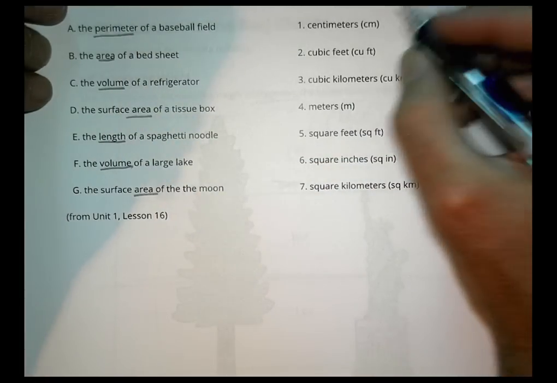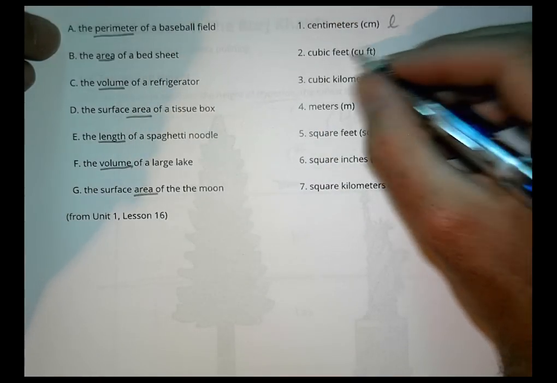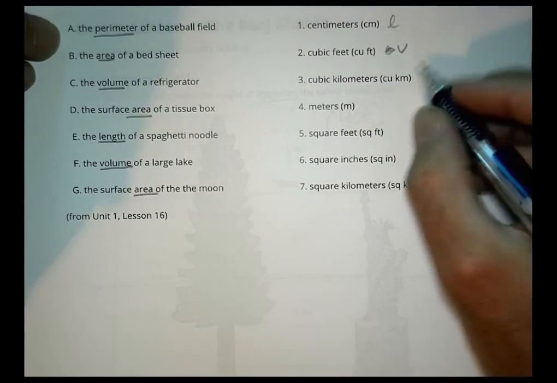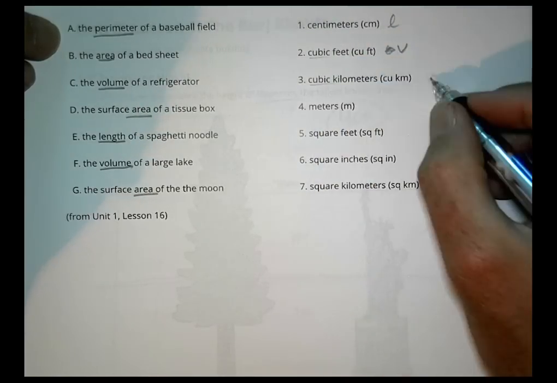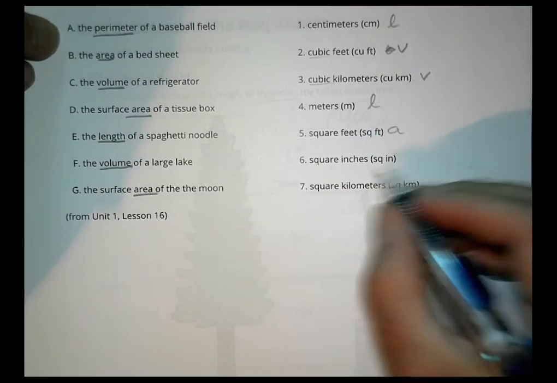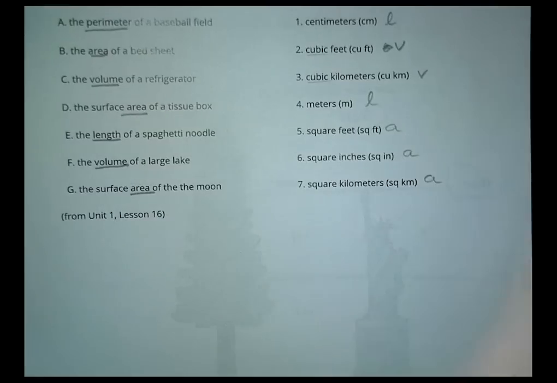So first of all, perimeter is going to be dealing with lengths. So centimeters measures a length. Cubic feet seems to go with a volume. Cubic kilometers, because cubic goes with a volume, meters goes with a length, square feet goes with an area, square inches goes with an area, and square kilometers goes with an area of different sizes.